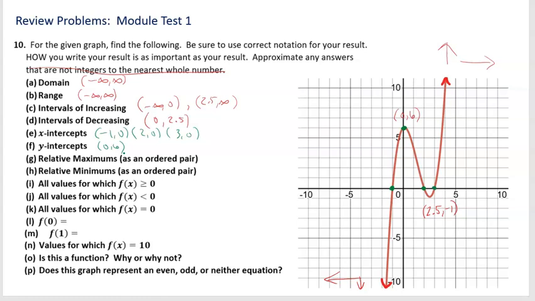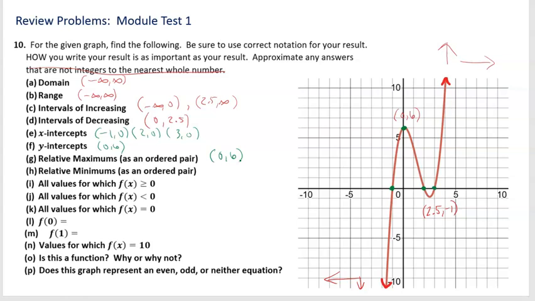Relative maximums, remember those are mountains you can hike up and over, or hills if that makes you feel better. I asked for that as an ordered pair, 0, 6. Now in your homework it might ask where it happens. That would be at 0. It asks what the maximum is. That would be 6.